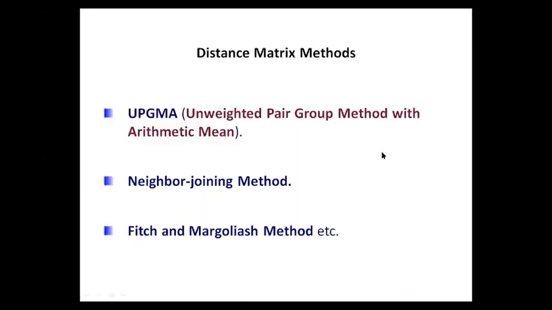Now, distance matrix methods, as I referred to, have more than one variation. Most commonly, distance matrix methods are of two types: UPGMA, unweighted pair group method with arithmetic mean, and the neighbor joining method. Of course, a few more methods are available, such as the Fitch-Margoliash method. Out of these, UPGMA and neighbor joining are more commonly used.